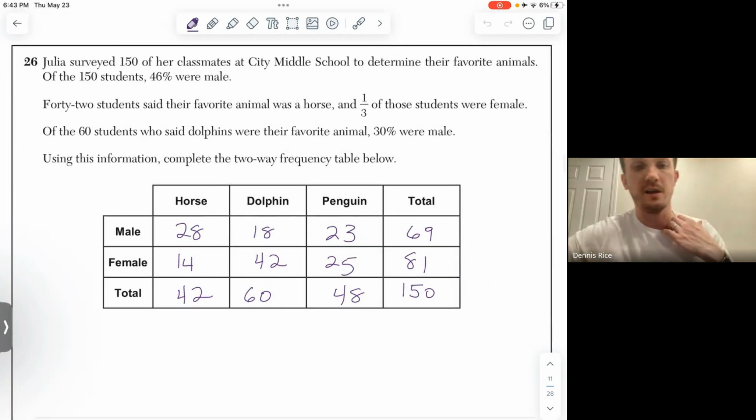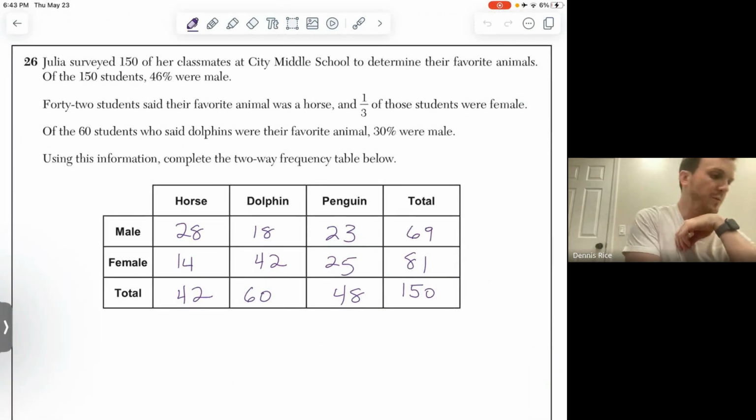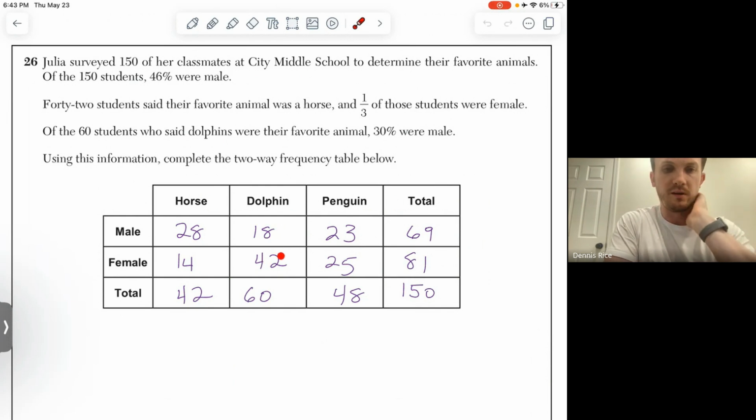Yeah, this was on our last statistics test. The only thing that some people messed up, and maybe some of you guys could help me out. I know some people lost a point. They did something weird here. It was the dolphin column when I was checking it where people made a mistake. Let's see if we could figure out why.